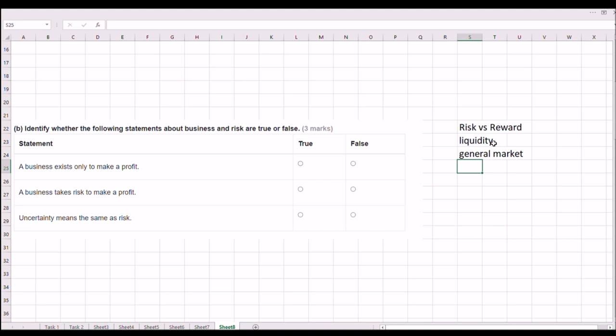Versus the internet. So a business only exists to make profit. See, when we see words like "only", there are always red flags. No, businesses can exist to not make profit. They could exist because they're a philanthropic exercise. So that's not true. That's a false statement there.